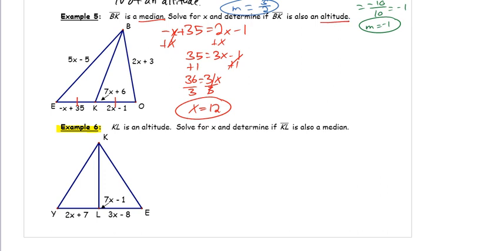Altitude means that this would have to be 90. Again, don't go off of what it looks like. Just because BK and EO don't look perpendicular doesn't mean they aren't. I'm not going to just show you they're perpendicular. I want you to decide if they are perpendicular. So what you need to do is see if that angle is 90 degrees. So we're going to plug in here to see if that ends up being 90. So we have 7 times 12, which is going to give us 84, plus 6, which is equal to 90. So that tells us that that is in fact an altitude as well.